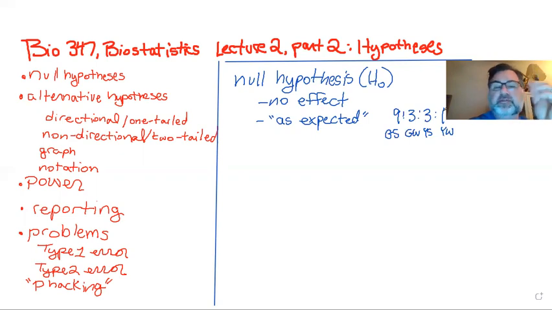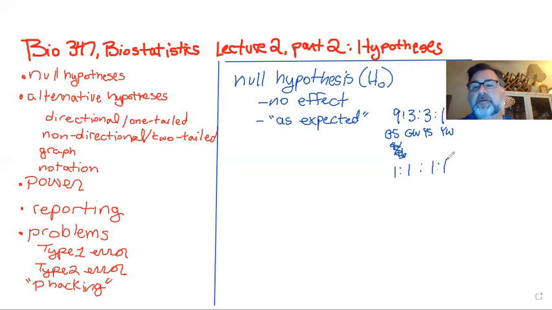So the null hypothesis, and this is out of 16. If you add this up, you get 16. So 9/16, 3/16, these are the ratios. If you had no idea and there was no effect, then instead of 9 to 3 to 3 to 1, you might expect 1 to 1 to 1 to 1, where you get an equal number of all these.